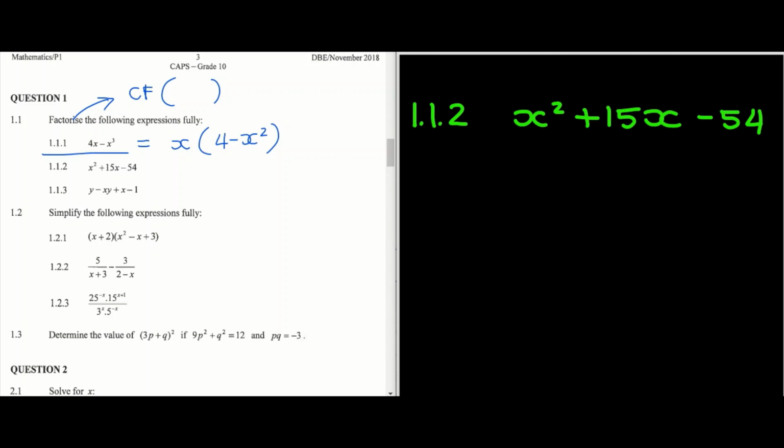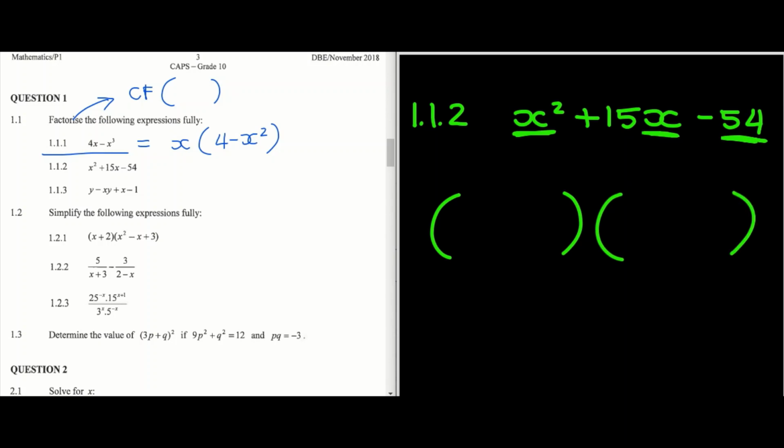The next one we're looking at is 1.1.2. Again, we're factorizing all of these, so we want to get some sort of brackets in there. And we know for this one, it's got the form where it's got an x squared value, an x value, and then a value without any x's. So when it's in this form, what we are ideally looking for is two brackets like this. Okay, so that's how our factorized form is going to look.